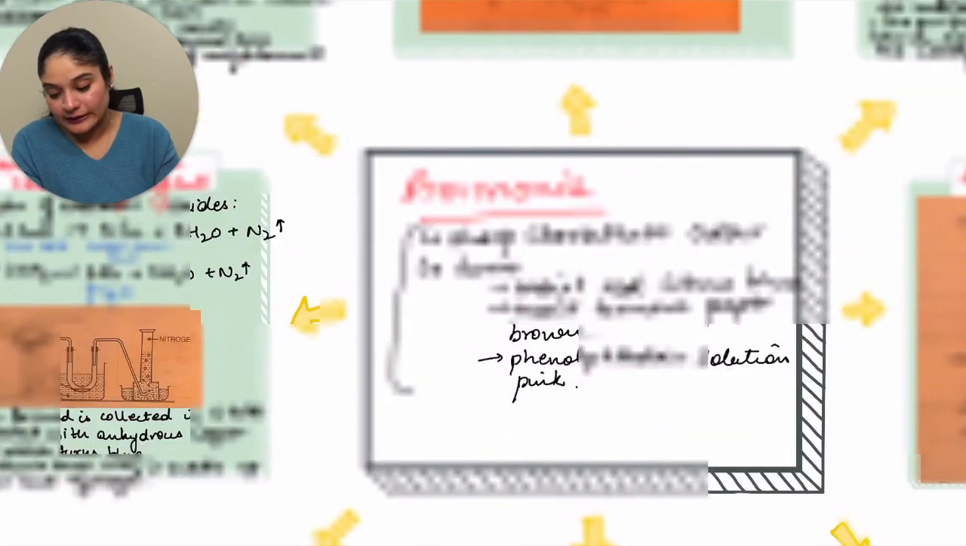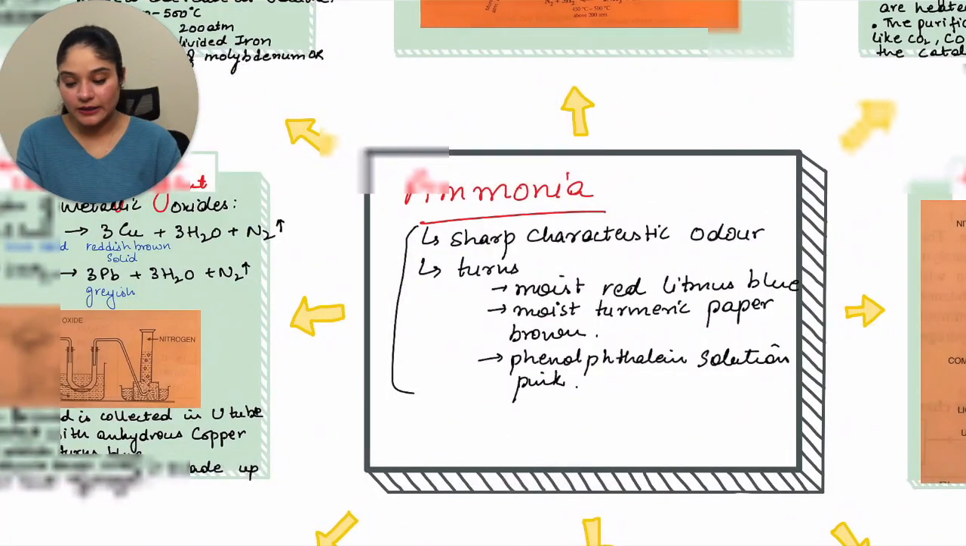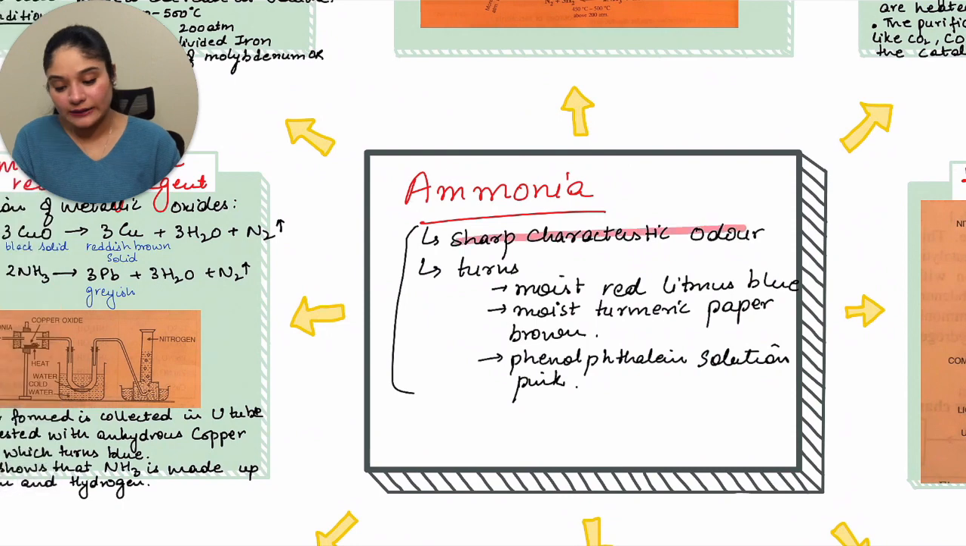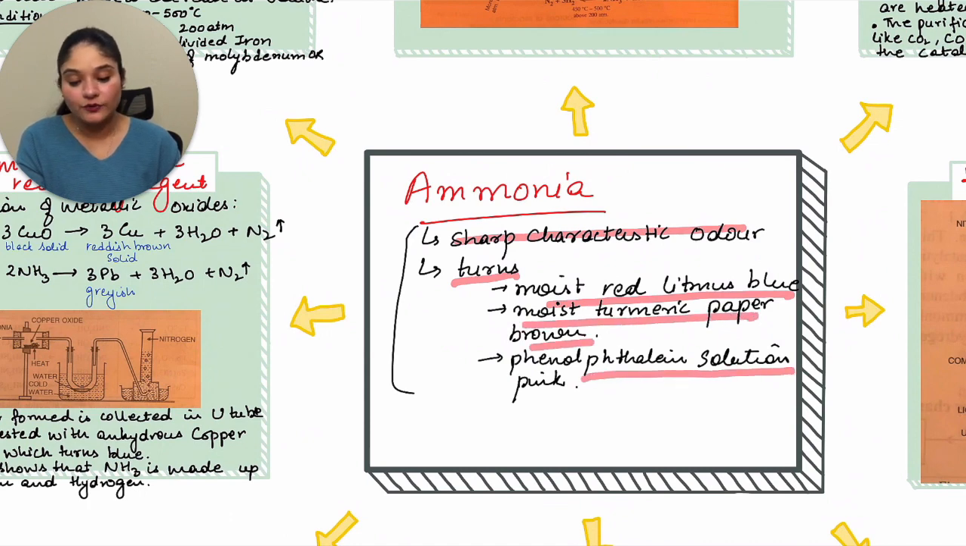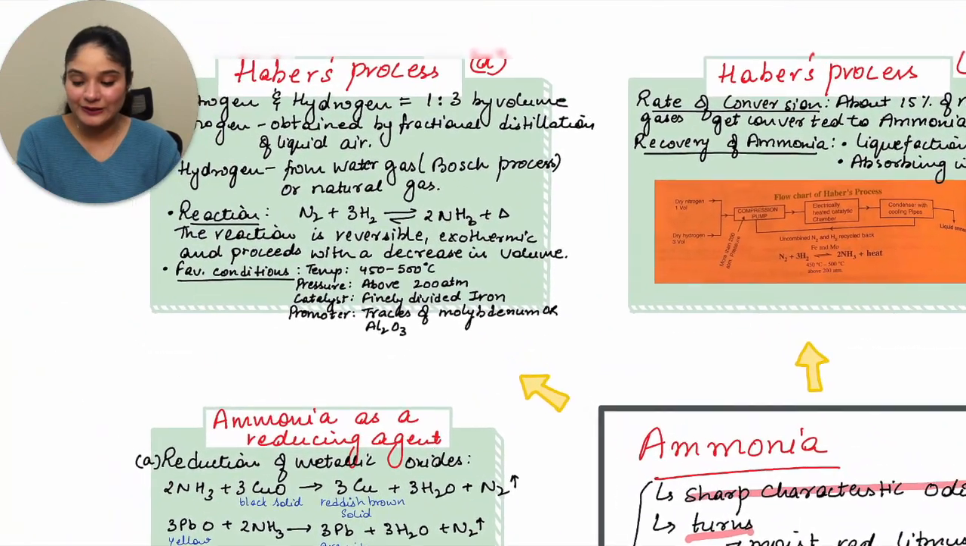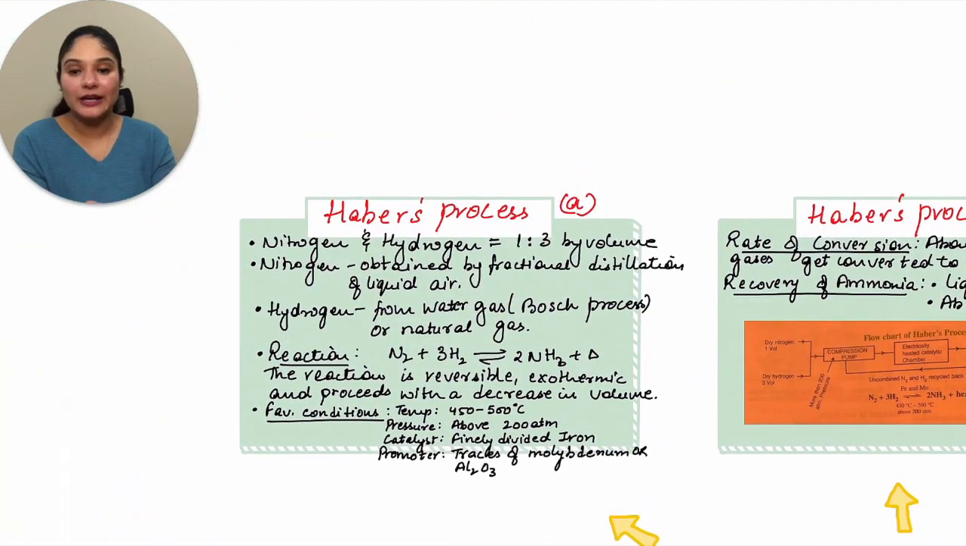The next is, let's start with it. So ammonia has a sharp characteristic odor. Then second, it turns moist red litmus blue and moist turmeric paper brown. It turns phenolphthalein solution pink. So these are some characteristic properties of ammonia. Let's start with Haber's process.